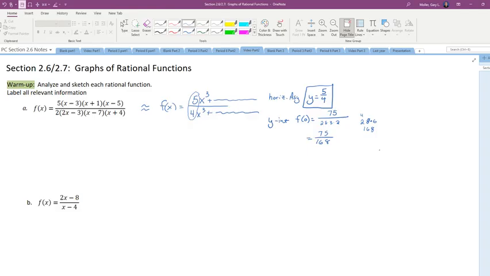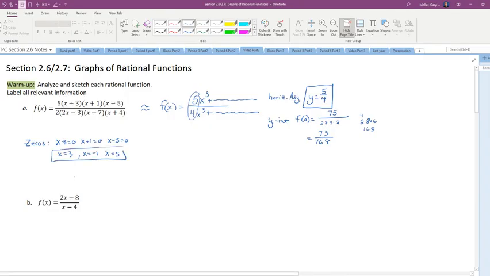Okay, so now let's get the main pieces that are left. The main pieces that are left are going to be my zeros, and that's going to be only when the numerator is 0. So x equals 3, x equals -1, x equals 5. And my vertical asymptotes. That's going to be when the bottom equals 0. So that's going to be at 3/2, at 7, and -4. All right, let's see what we know.